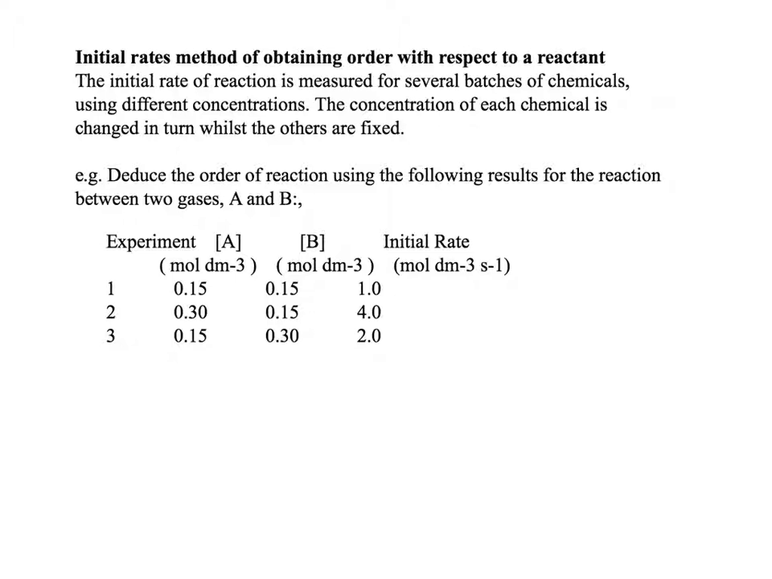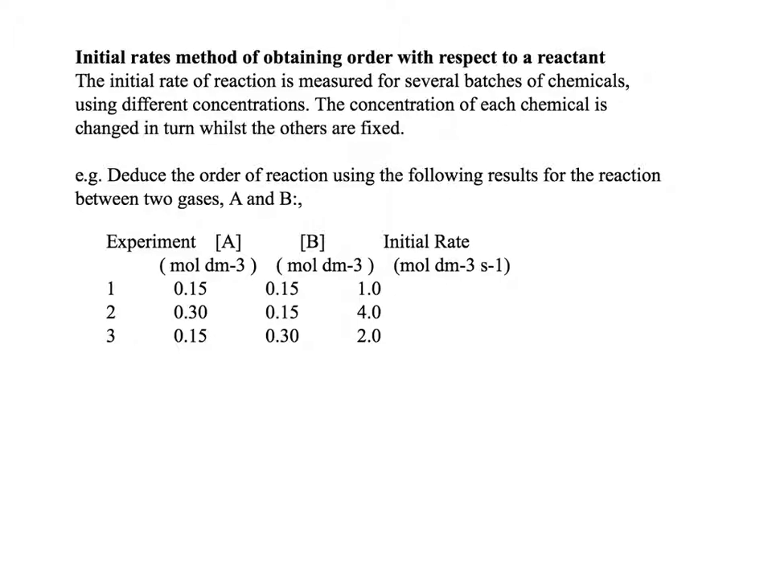The other way that you can determine the order with respect to each reactant is to do initial rates. So you take the rate at time equals 0. So you add all the chemicals in, you find the initial rate at time equals 0, and then you'll be able to work out the orders by using different experiments.